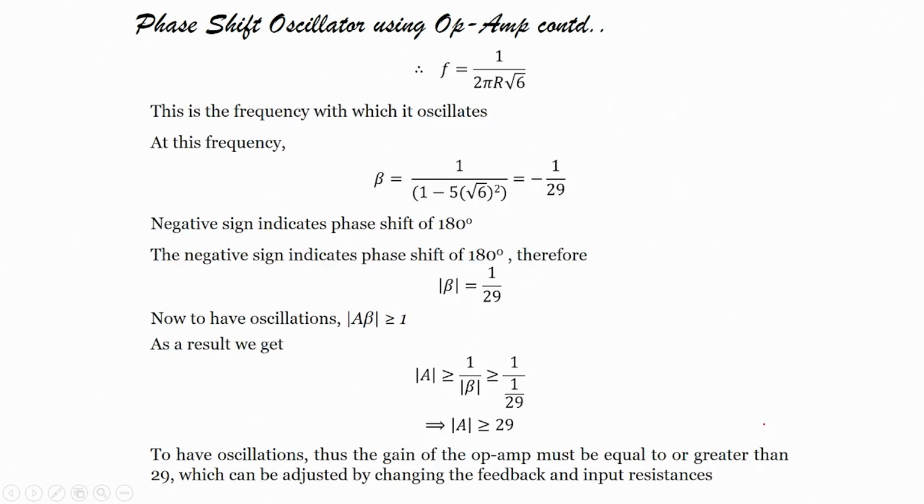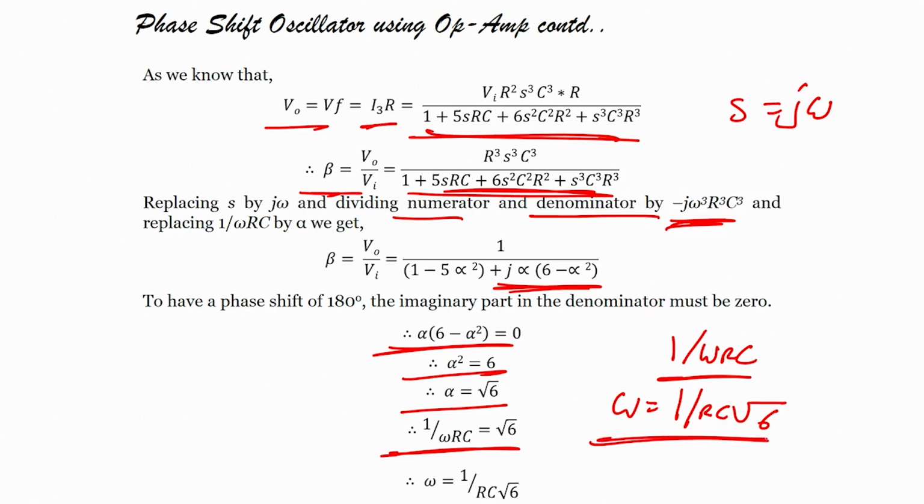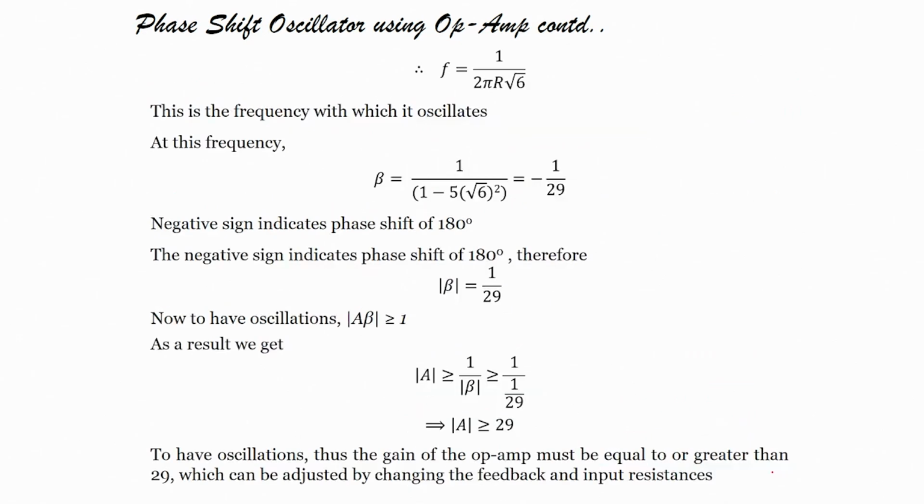So, what is omega? Omega and f. So, f equals 1 by 2 pi RC root 6, right. You see omega is 1 by RC root 6. So, I can write f equals 1 by 2 pi RC root 6, correct. So, that we have substituted. Now, this is the frequency at which the oscillator will oscillate. This is the frequency at which the RC phase shift oscillator will oscillate.